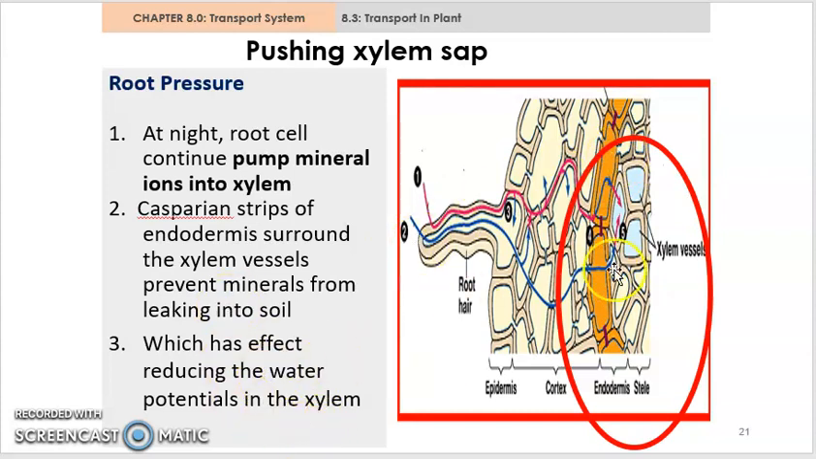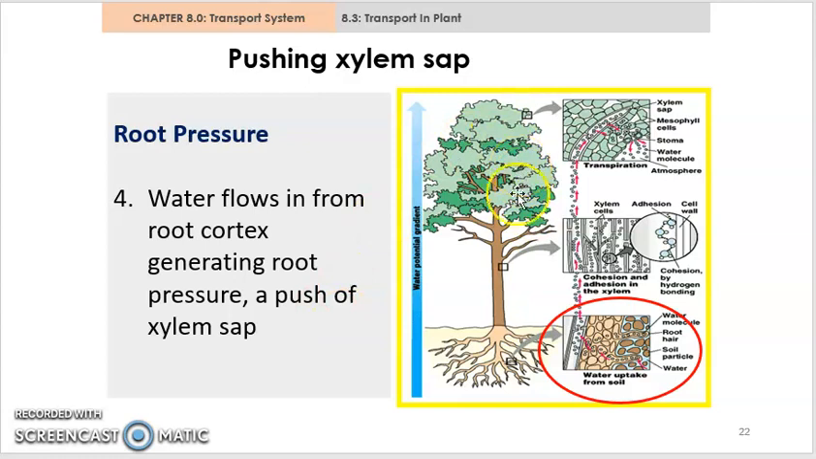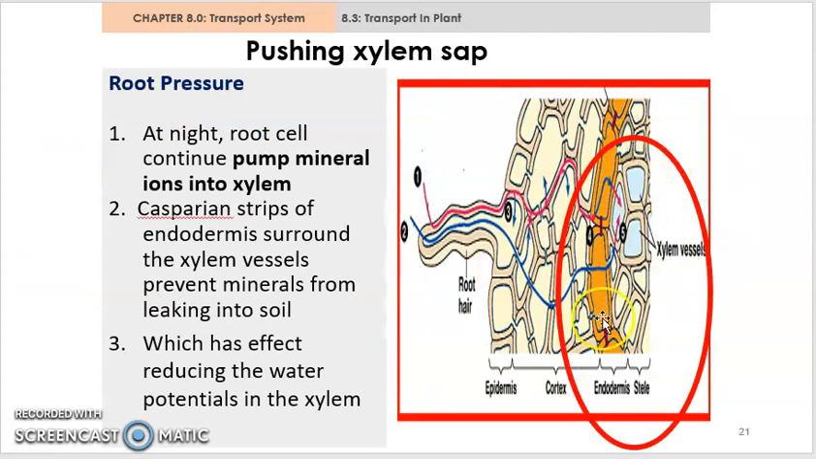Which effect reduces the water potential in the xylem. Kenapa water potential in the xylem reduce? Disebabkan oleh the concentration of the dissolved mineral ions inside of the xylem is high. So bila dissolved mineral ions dari segi concentration ni adalah tinggi, dia akan menyebabkan water potential to be reduced. Okay, so what happened? Water flows in from root cortex, which generates a root pressure, a push of the xylem sap. So bila mana kita katakan water potential inside of the xylem vessel ni adalah rendah.